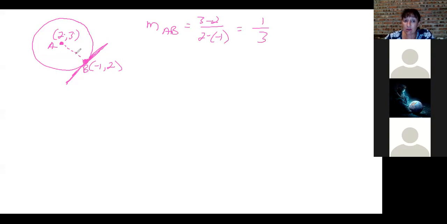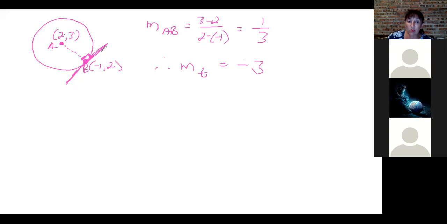My geometry tells me that the angle between the diameter and the tangent is a 90 degree. In other words, these two are perpendicular to each other. So therefore, the gradient of the perpendicular, in other words, the tangent, is the opposite to that. Opposite plus is minus, and 3 over 1, 3. Okay, so that's the gradient of the tangent.